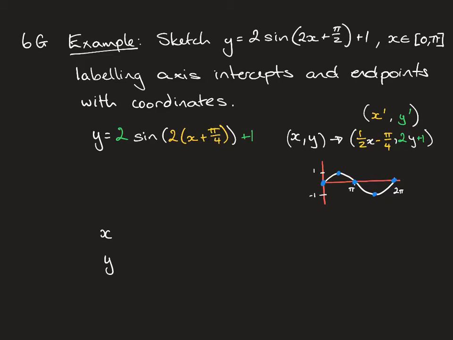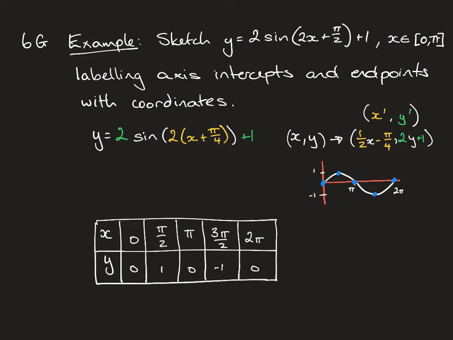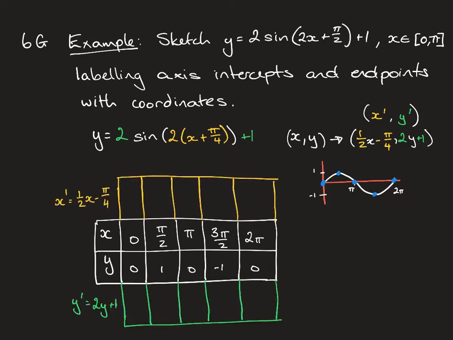transform our points. So this is our table of values for our 5 points on our sine curve over here: 0, 0; pi on 2, 1; pi, 0; 3 pi on 2, minus 1; and 2 pi, 0. So these are our points here. On the top, I'm going to put my transformed x values, and on the bottom, my transformed y values.